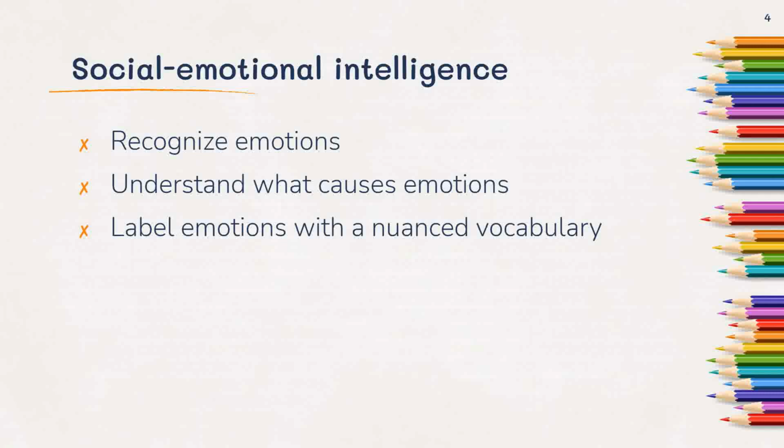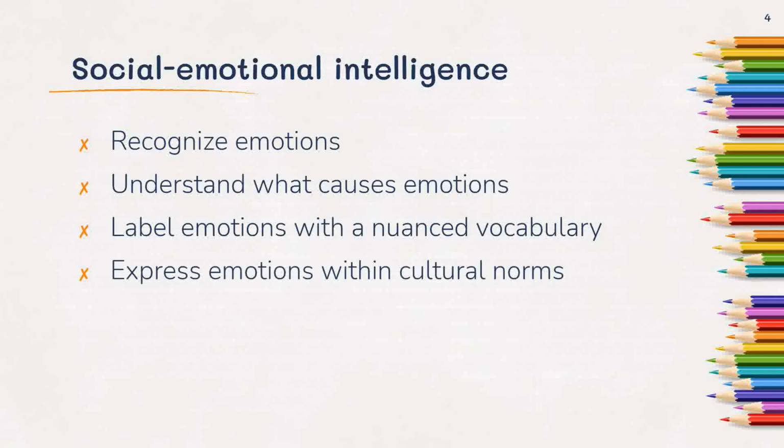So we recognize emotions, we understand what causes them, we label them with a nuanced vocabulary, right? More than just the big words like happy, angry, sad. But then we also learn to express emotions within cultural norms, right? When is it okay to make a joke? When is it okay to be happy? When is it okay to be sad? What are the different contexts in school, in church, at home that we can do various things? And so learning how to express emotions appropriately is also an important part of social emotional intelligence.